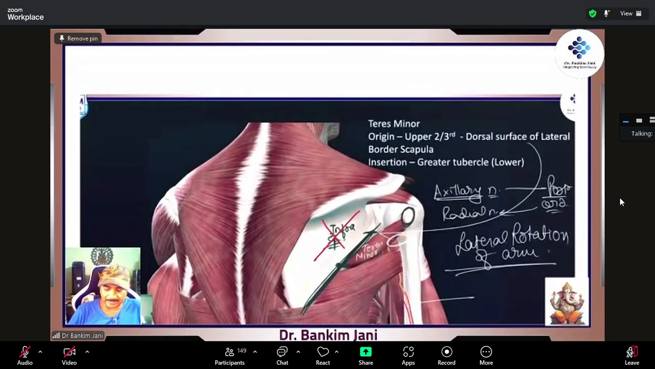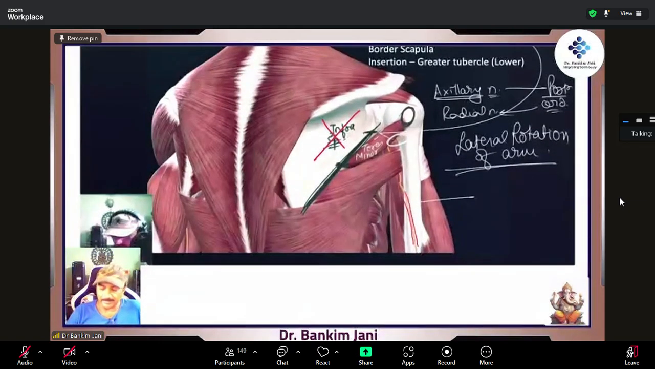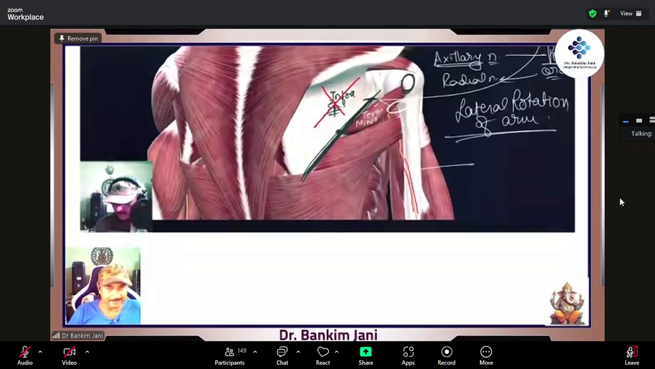Now, just for understanding, we remove the infraspinatus. When we remove the infraspinatus, all the rest are kept as they are. Here we can see the teres minor, the upper 2/3 dorsal surface of the lateral border of scapula, and the greater tubercle. And this is the point where we see the axillary nerve, which is coming from the posterior cord. Another nerve is the radial nerve, which will be going downwards. Lateral rotation of the arm would be affected if anything happens to them. Here, see these nerves, the nerve which is going down along with the artery.